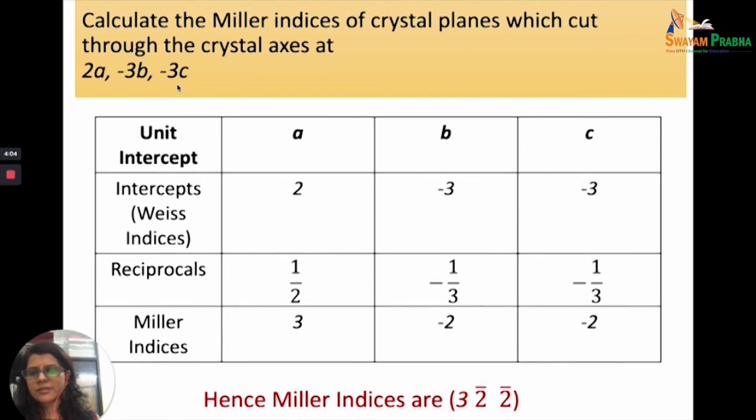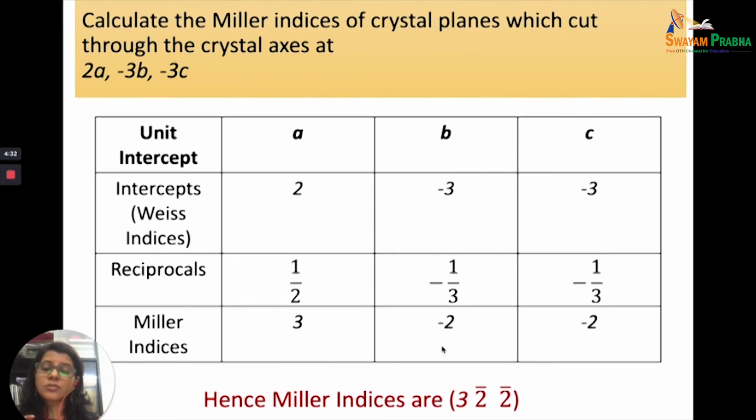This is slightly different. The intercepts are 2a on the x-axis, minus 3b on the y-axis, minus 3c on the z-axis. Again, you follow the same procedure. You write the Weiss indices 2, minus 3, minus 3. You take a reciprocal. Get 1 by 2, minus 1 by 3, minus 1 by 3. You convert them into integers. How? You take an LCM. You get 3, minus 2, minus 2.